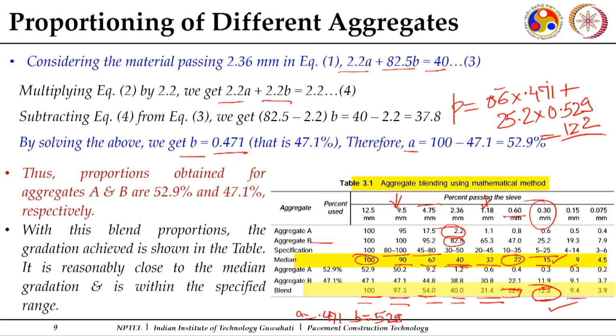Similarly, I have seen here I got 9.4 against the mid value of 9, and here it was 4.5 and I got 3.